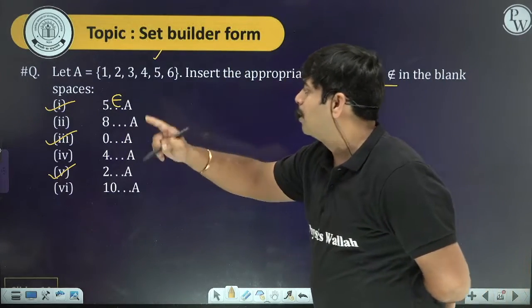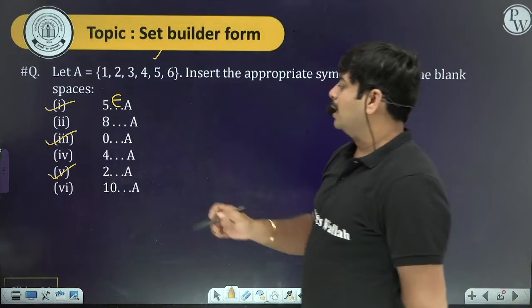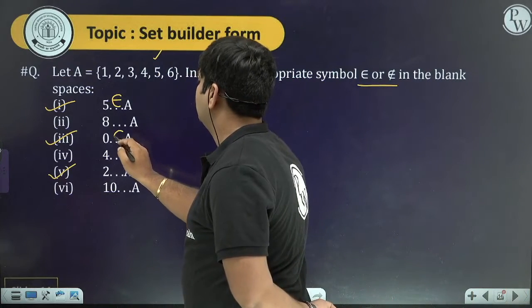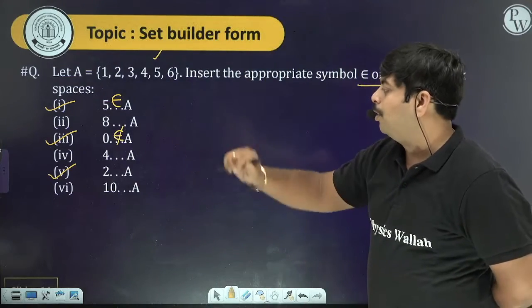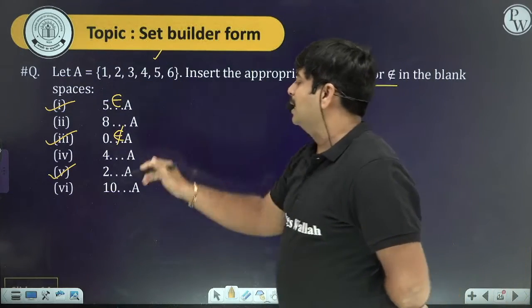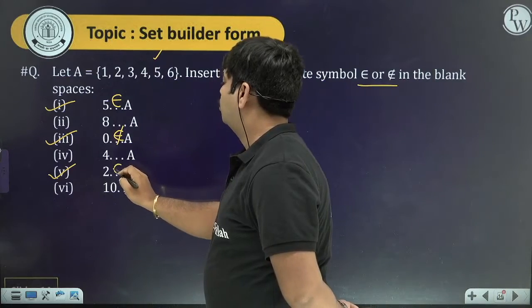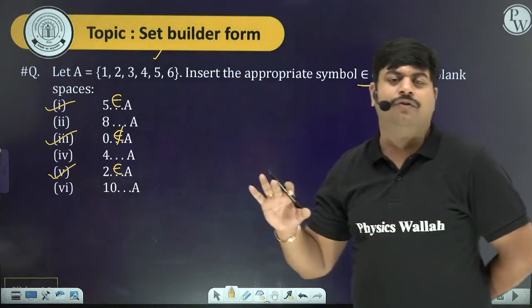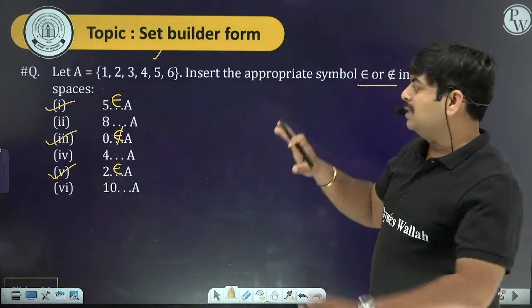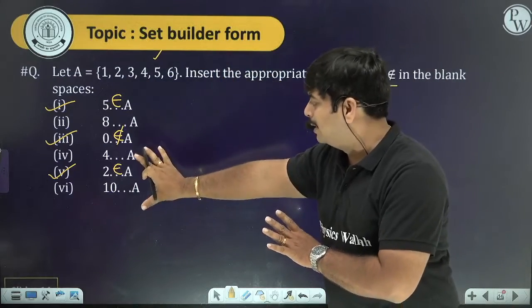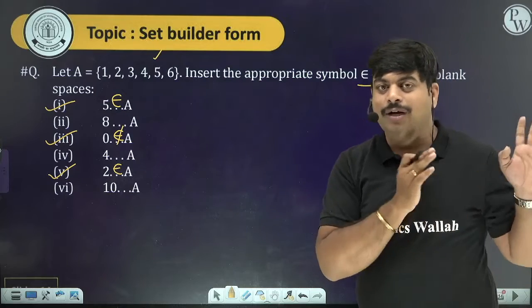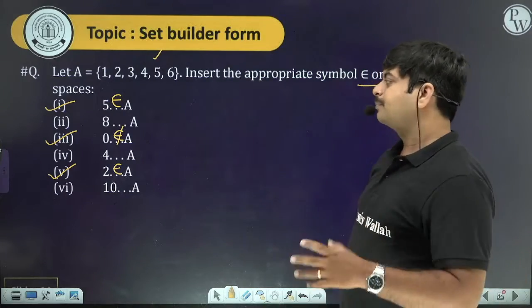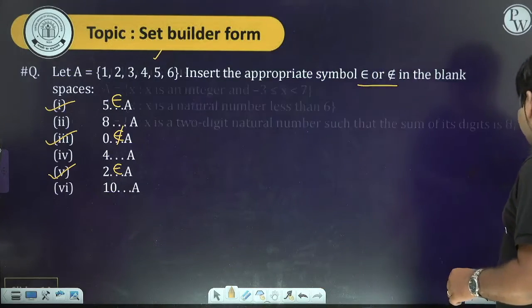What about 0? 0 is not there in that, so I can say 0 does not belong to set A. What about 2? 2 again belongs to set A. Very straightforward. Understand? I just have the set and I have the elements. If that element is inside the set, it belongs to; if it is not, it does not belong to. Very easy thing.